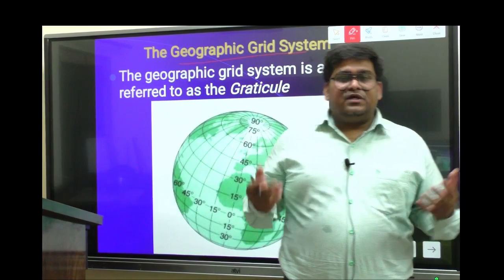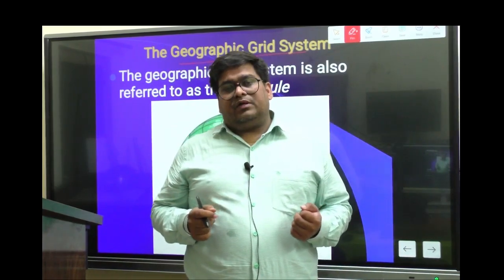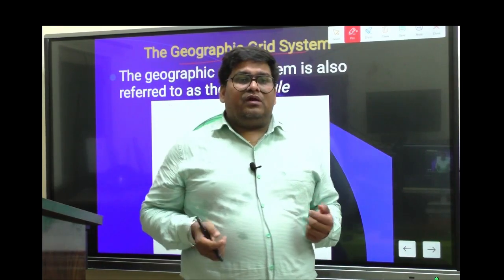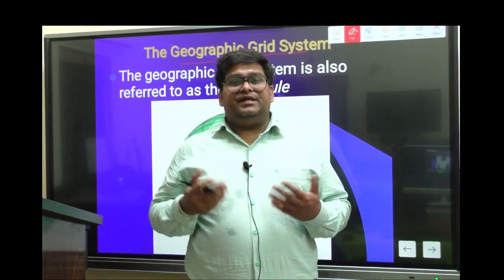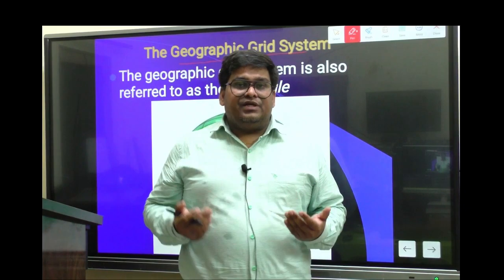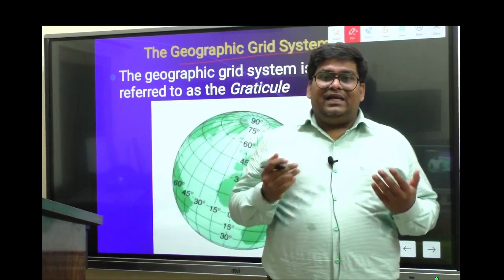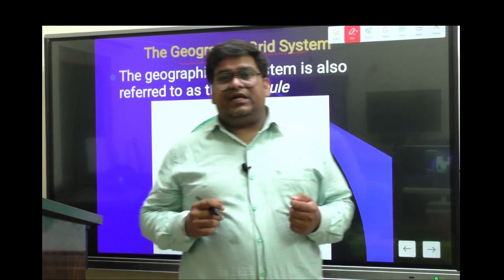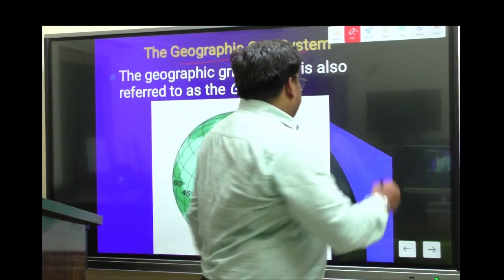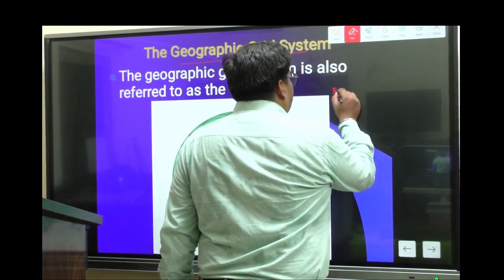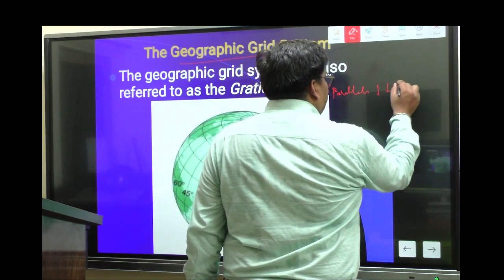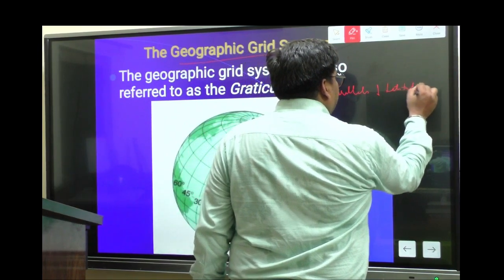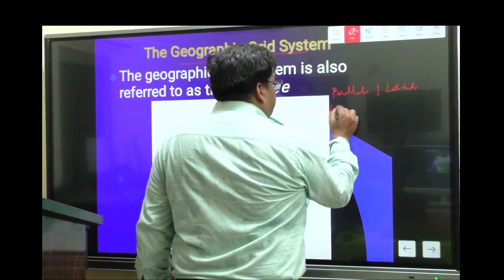So the scientists or the geographers have come out with the concept called the grid system, in which they have basically deduced some sort of imaginary lines. We call them latitudes, or parallels of latitude, as well as longitude. So we call them parallels of latitude and longitude.